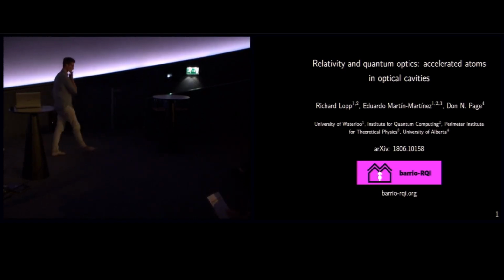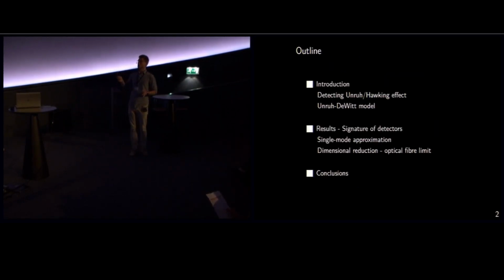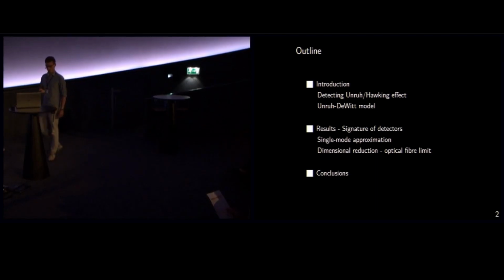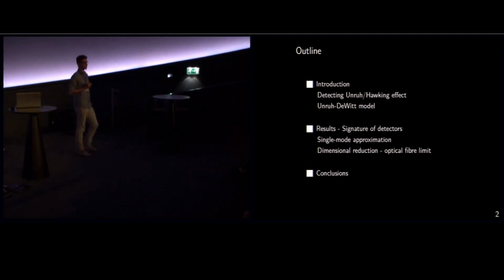First of all, the motivation is, we heard already a couple of days ago about the Unruh effect and how we can detect it. To that end, a certain type of model and experiments have been proposed in recent years. I will introduce the model we will use to study that, the Unruh-DeWitt model. Then I will talk explicitly about the single mode approximation and the dimensional reduction, and will tell you that these approximations are in general a bit dangerous to apply.